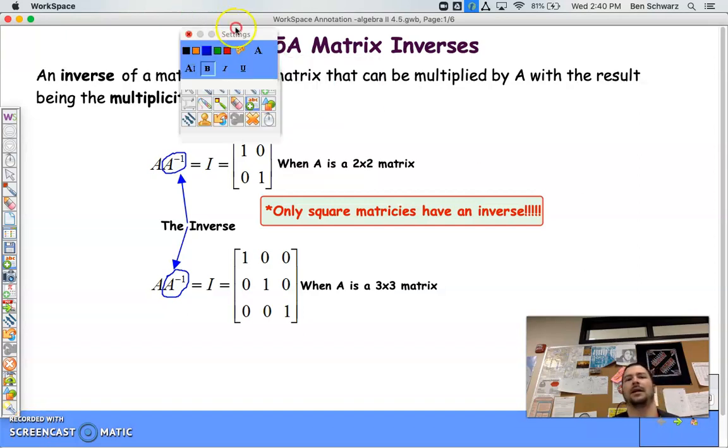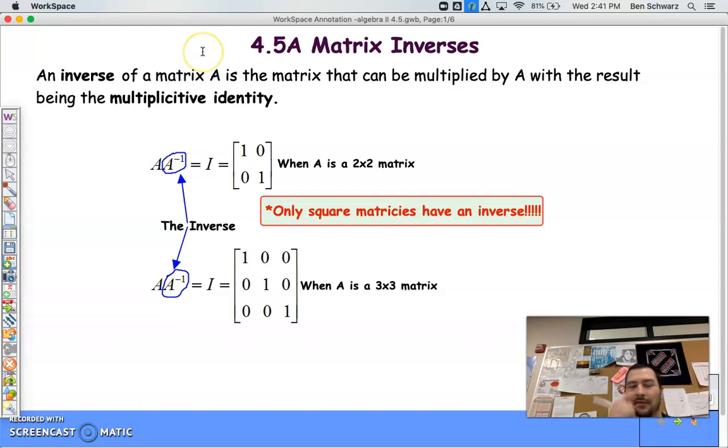All right. So today we're going to find inverses of matrices. And that'll be all for today, and then we'll save the next lesson for actually using the inverses to solve some systems. So first of all, let's talk about what an inverse of a matrix is.